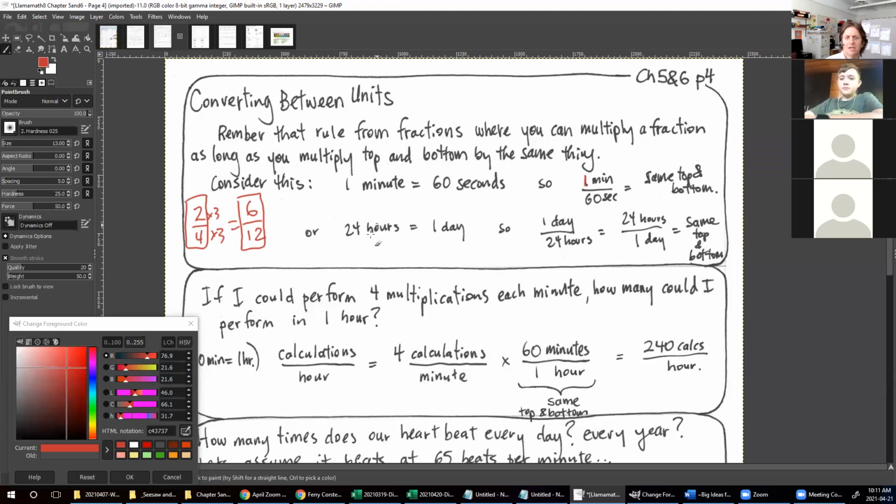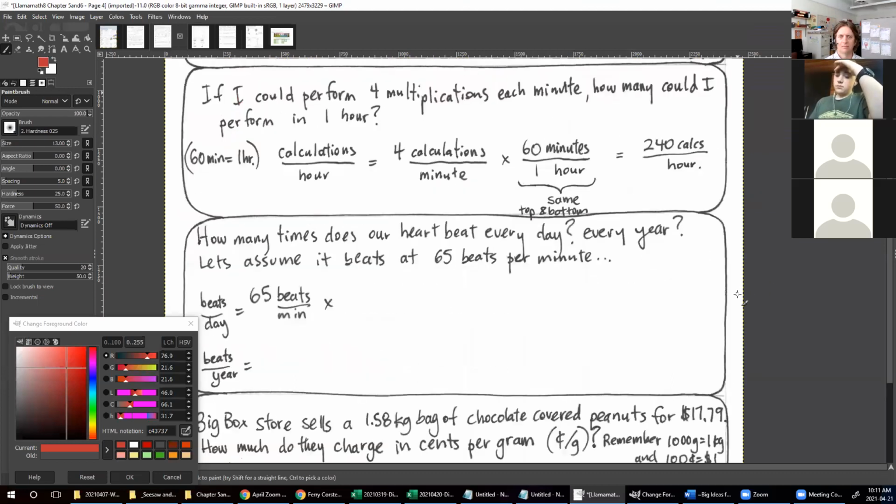Or, for instance, 24 hours is equal to 1 day. So I could multiply something by 1 day over 24 hours, or 24 hours over 1 day. The same thing, really. And because 1 day is 24 hours, or 24 hours is 1 day, I can do this. So I'm going to show you how we can use this, and it's such a good skill to have later on in your math career.